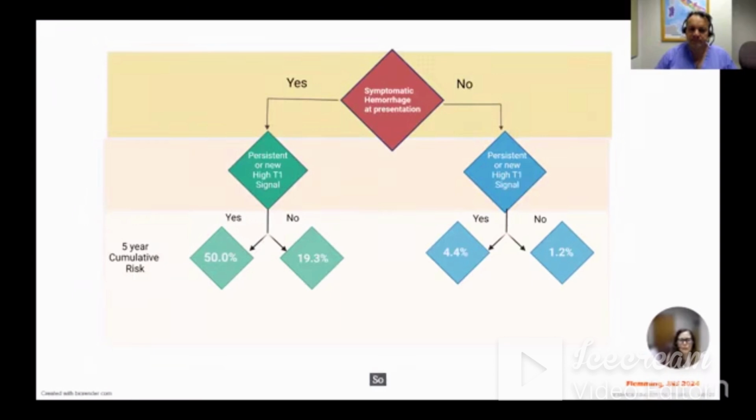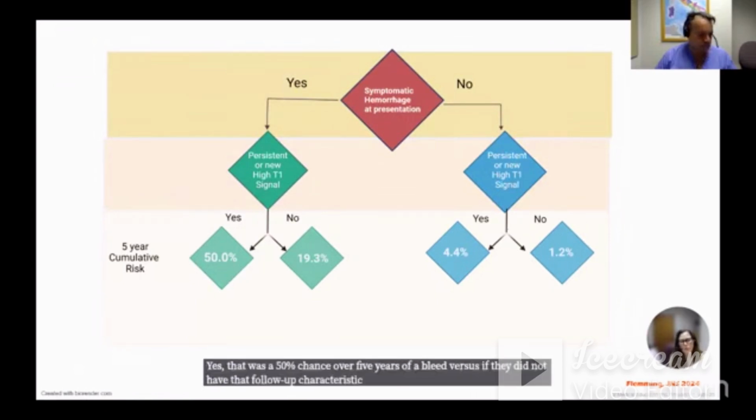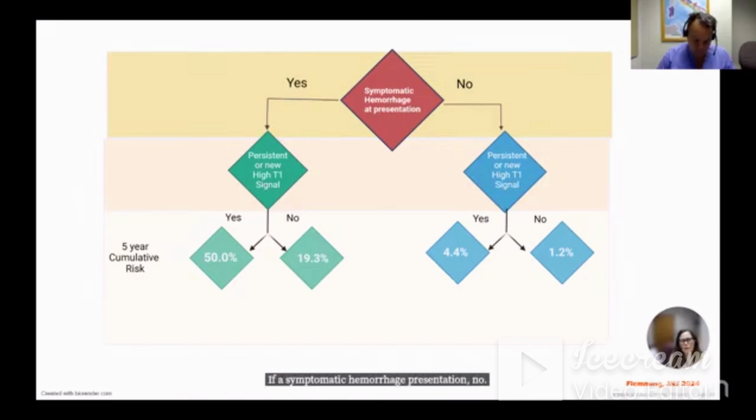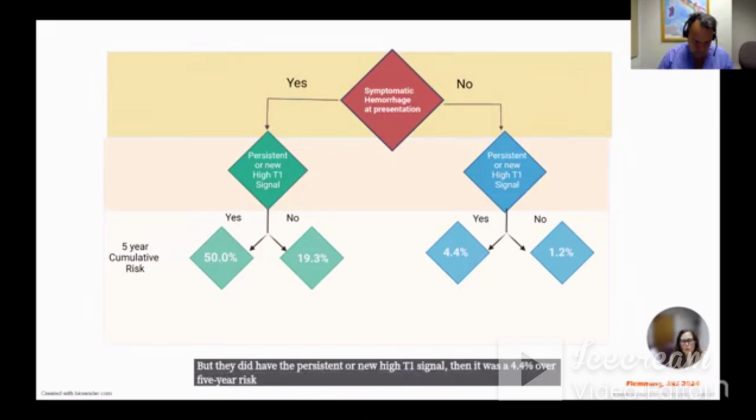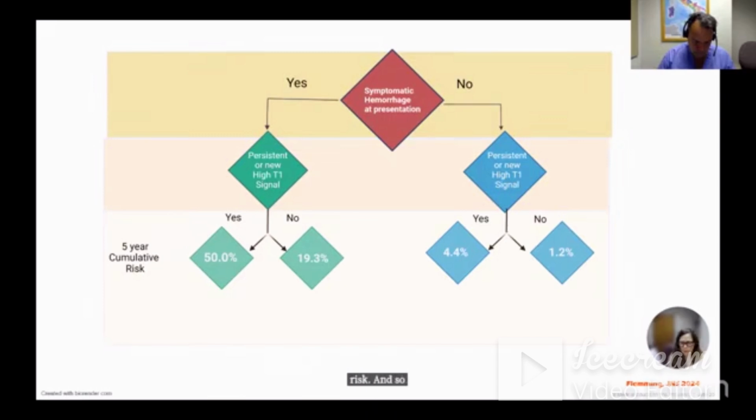So in our data, if they had a symptomatic hemorrhage at presentation, yes, and then an MRI done at least 3 months later had persistent high T1 signal or new high T1 signal, yes, that was a 50% chance over 5 years of a bleed, versus if they did not have that follow-up characteristic, it was a 19.3% risk. If a symptomatic hemorrhage at presentation, no, to the right side of this algorithm, but they did have the persistent or new high T1 signal, then it was a 4.4% over 5 year risk versus a 1.2% risk. And so again, this is another way to stratify your patients once you do that follow-up MRI.